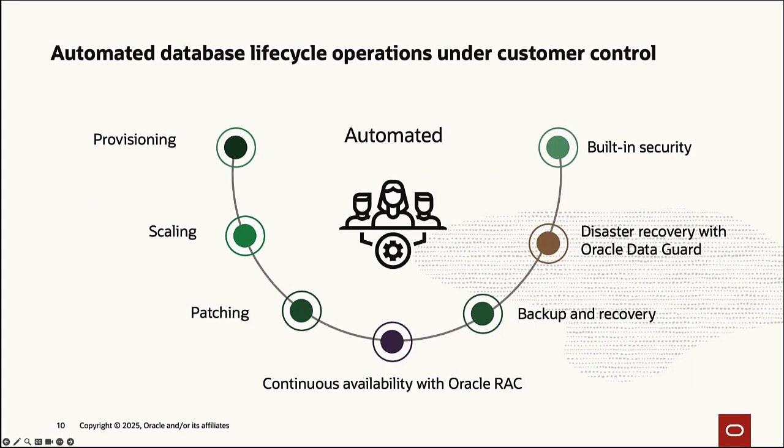So things like RAC or Active Data Guard. So in the event of an outage or an occurrence, you're covered and protected, and you have many day-to-day operations that are automated and handled for you when using Oracle's database services.